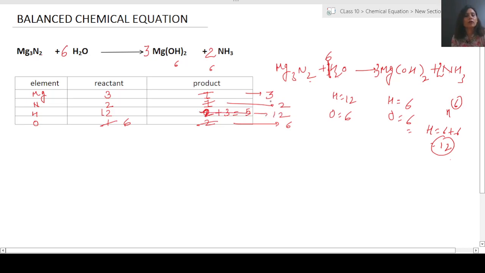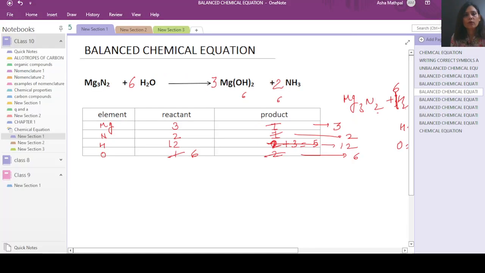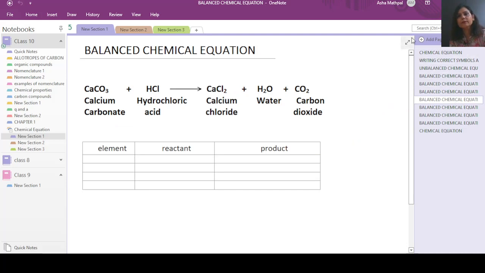Now you can see that Mg is 3, N is 2, H is 12, and O is 6. So on both sides of the equation, the number of atoms of the reactant and the product side are equal. So this is a balanced chemical equation. Okay, so just keep in mind the simple multiples and you will be able to balance it. Now let us take another example.